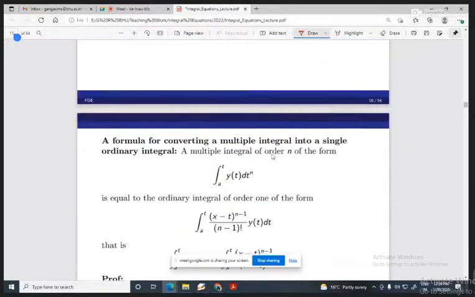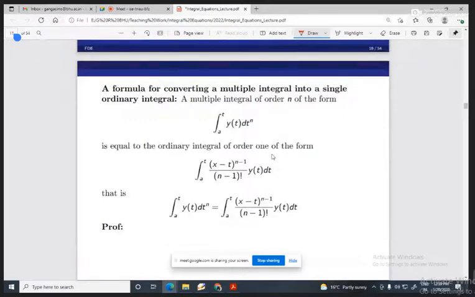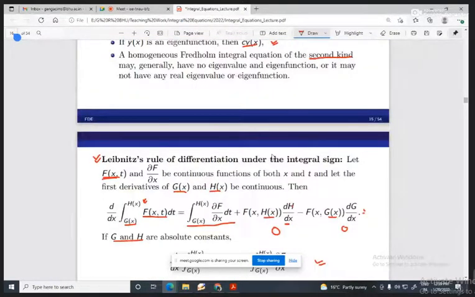Okay, now, any doubt in this Leibniz rule? No sir.